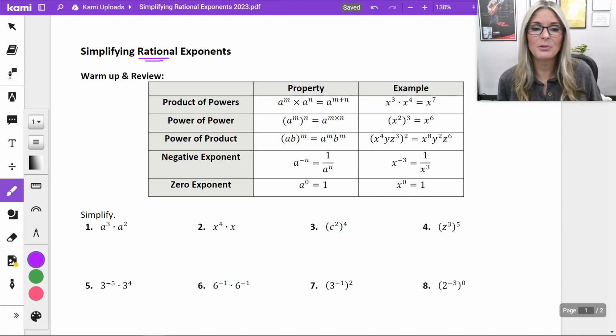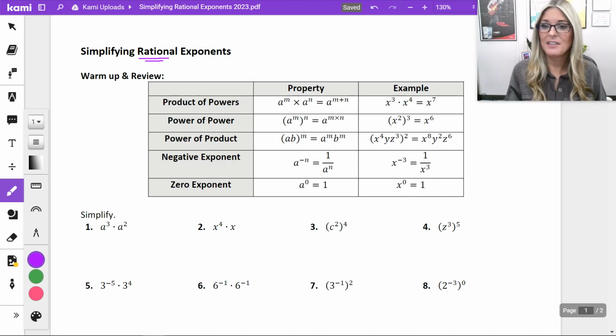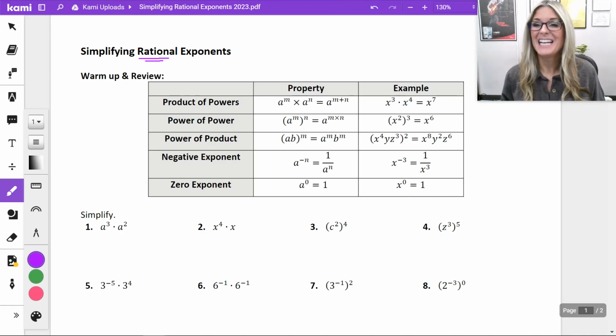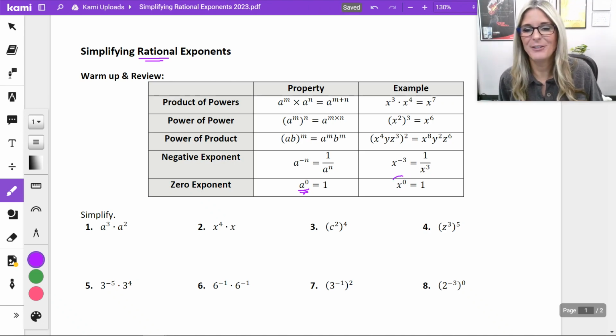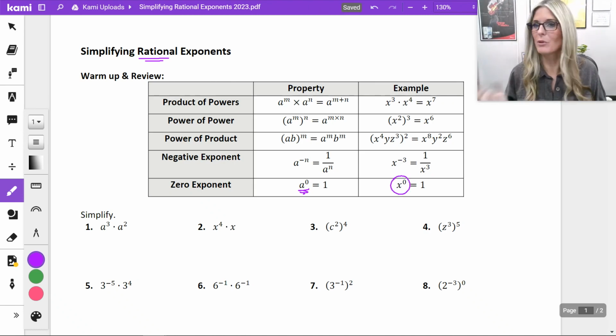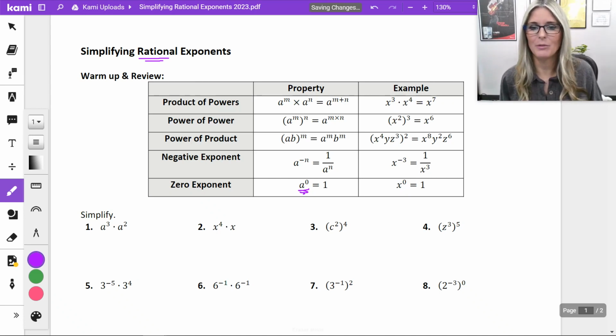The last exponent rule listed here is when you have anything to the zero power, it is equal to 1. So I love finding my exponents that are equal to 0. They just kind of disappear out there in the world and become 1. For example, x to the 0 equals 1. Again, I can model that one for you and show you where and why that rule exists.